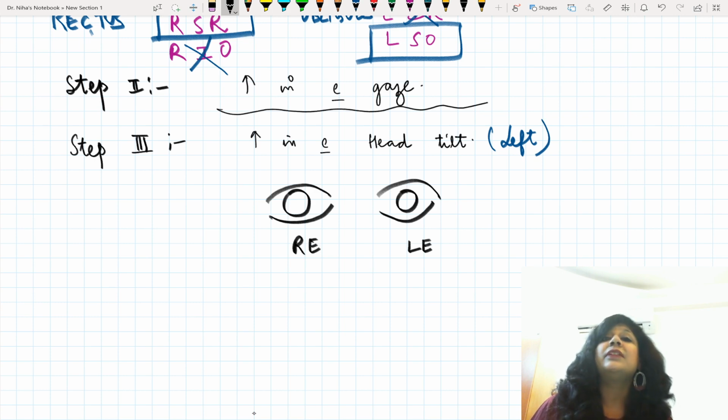Because we are using the Park step test for the vertical squint, and the lateral rectus causes only the horizontal squint. That is why the head tilt test is mainly applicable for the superior oblique or the fourth nerve palsy. So that should be very, very clear.